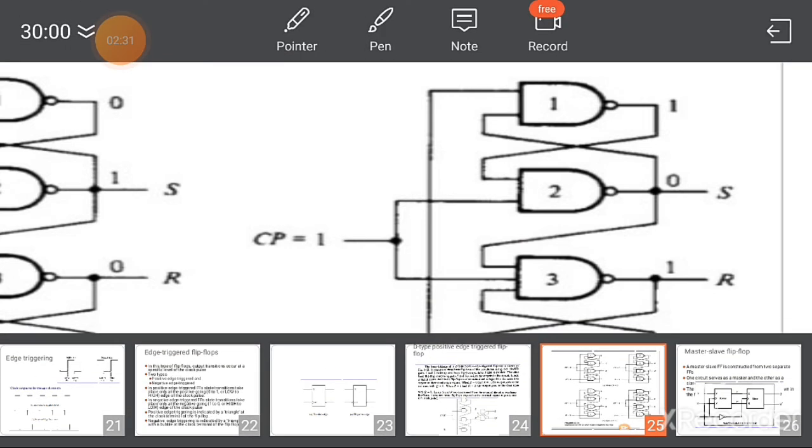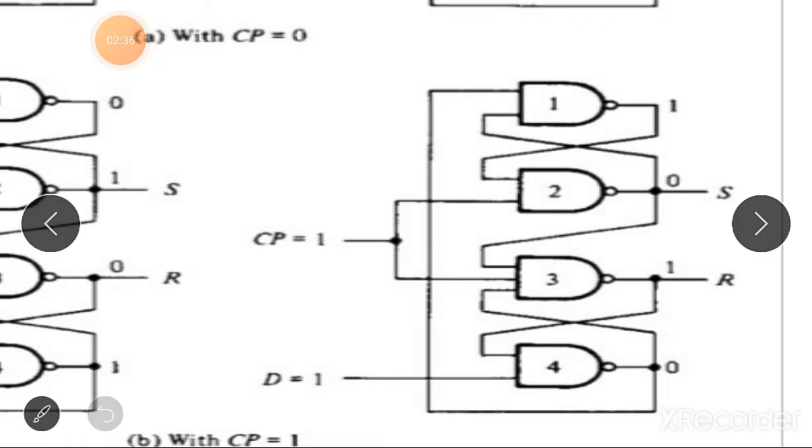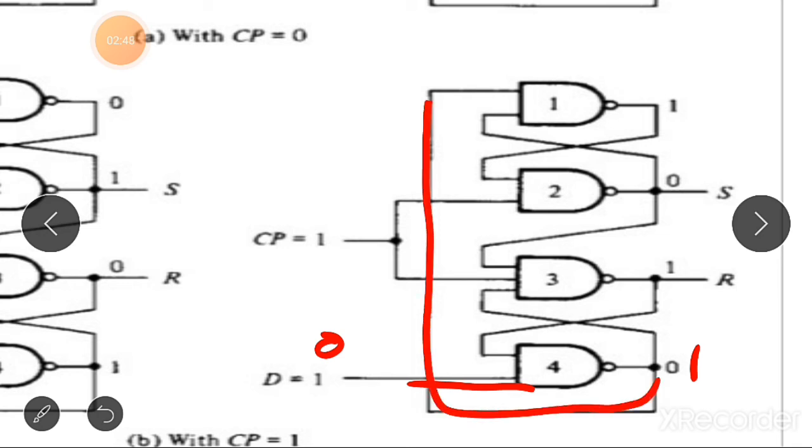Suppose gate 1 is changed to 0. Then, if any one of the inputs of this gate is 0, the output becomes 1. This 1 is given to the input of this gate. We know that the S value is already 0 here. So this 0 keeps the output of gate 1 at 1. It continues its state. There is no change in the output of gate 1.